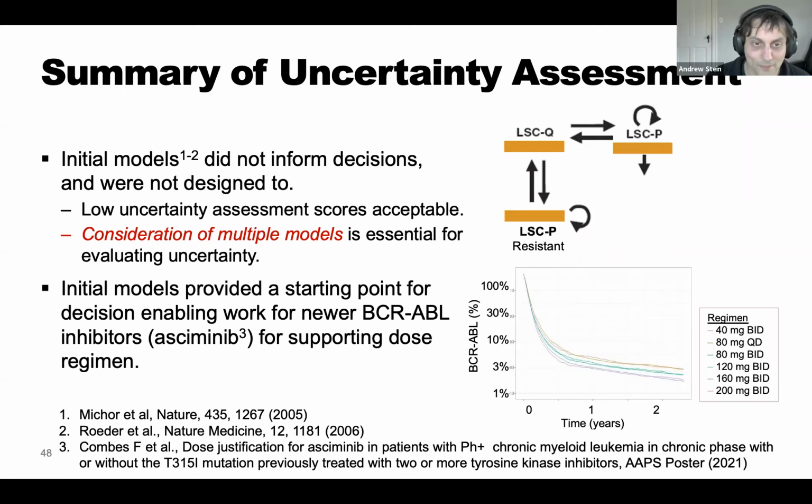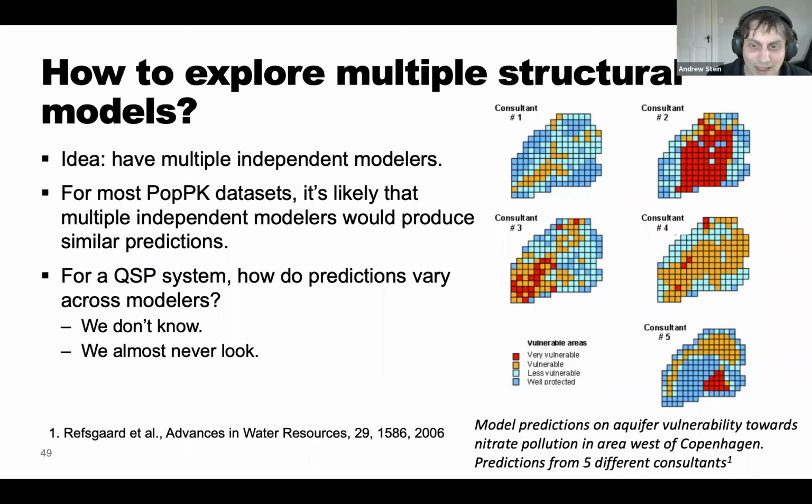It's just that when framing it in the context of a decision, it's really important to consider more than one model. I wanted to highlight a paper where they actually did that. This was in Copenhagen. They had 5 different consultants try to make a prediction of aquifer vulnerability in Copenhagen, and they had 5 wildly different predictions. This was really useful information to have.